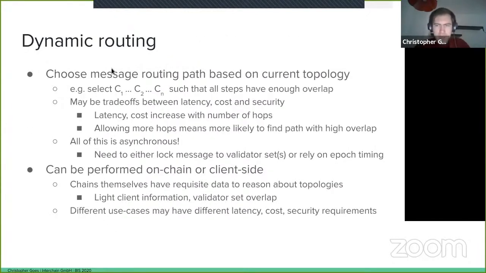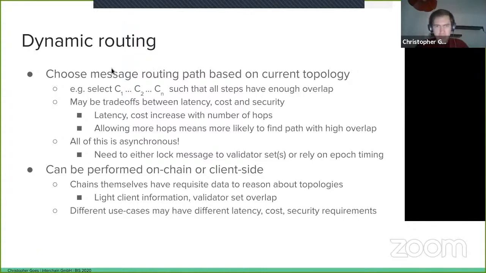So how might this be used in practice? If we think about a multi-chain topology, users are going to be interacting with this topology to send messages over IBC or over some set of bridges. And they need to select a route when they're sending a message. And different use cases are going to have different requirements.